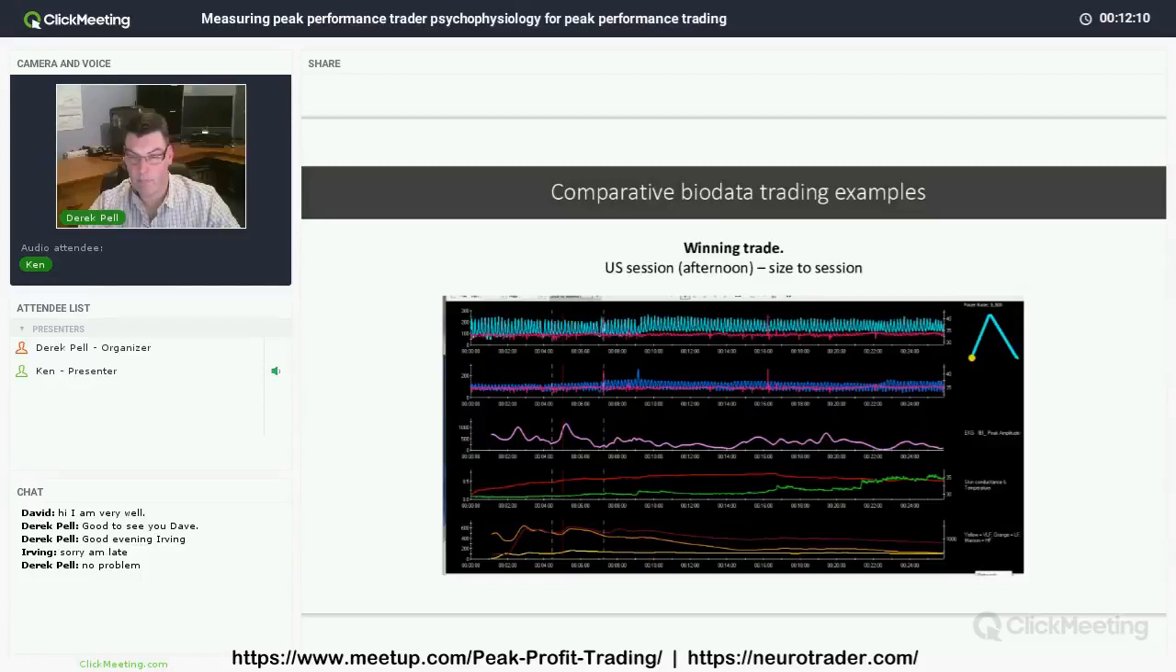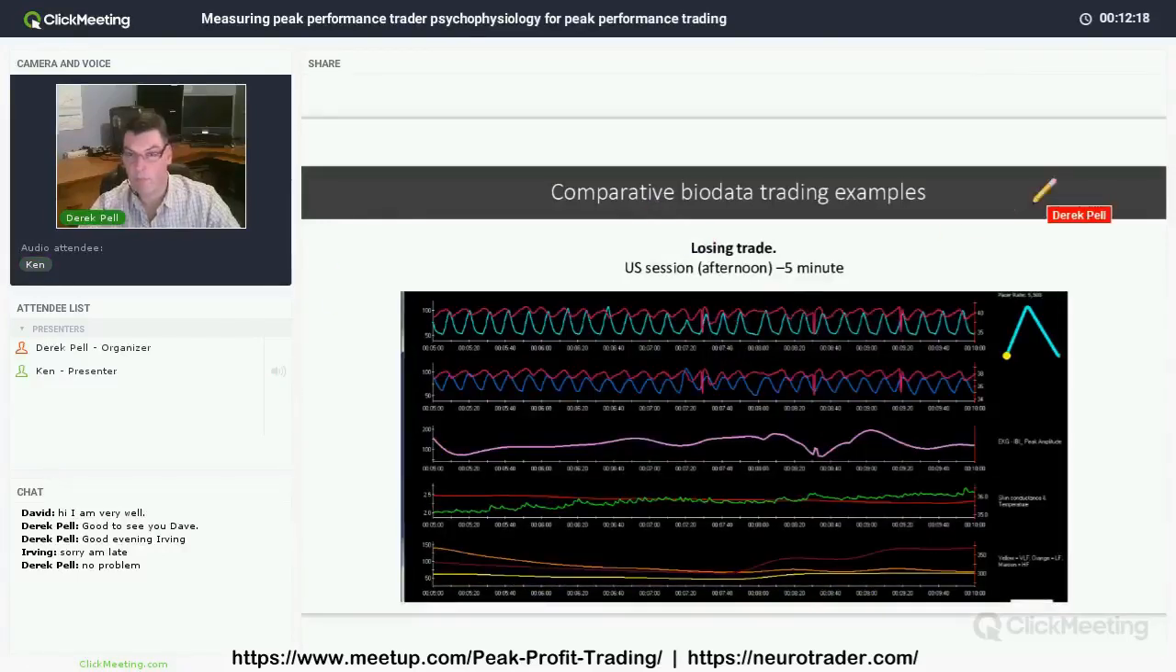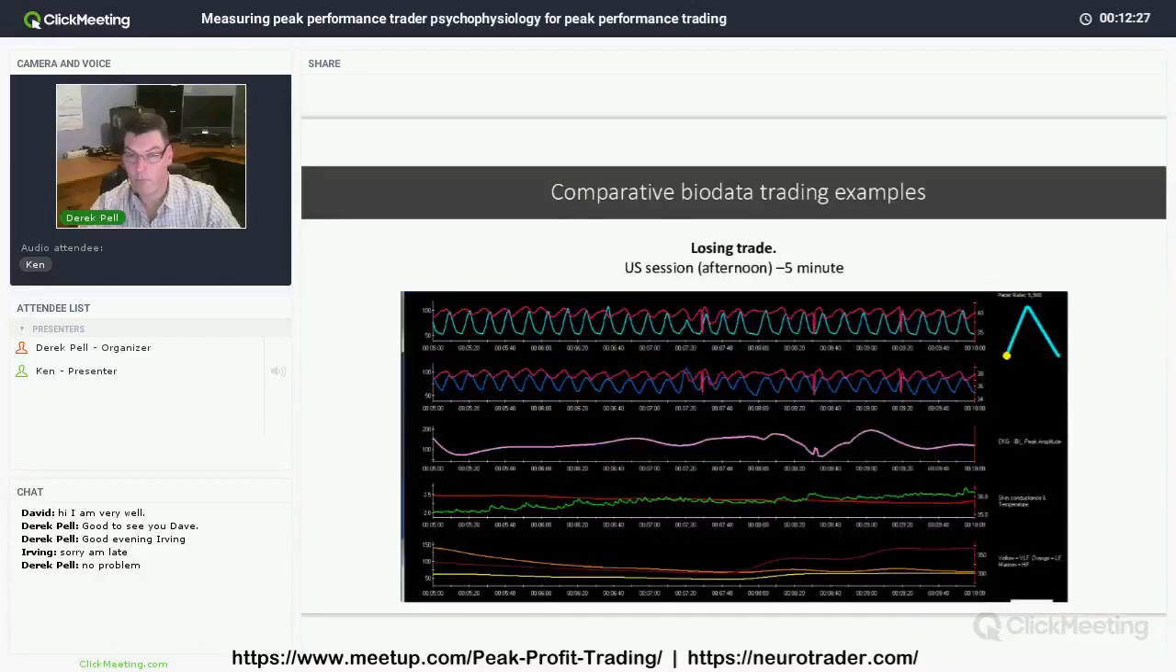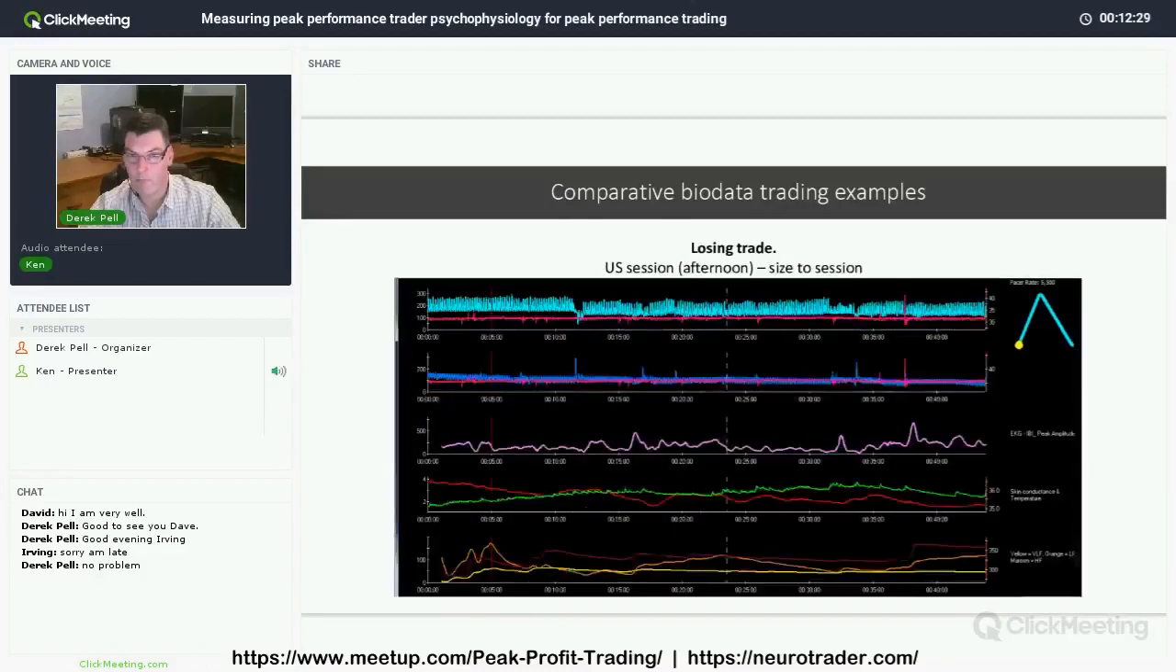And just going back, this is another winning trade. You can just see the temperature line is just absolutely perfect. And yeah, this is just another one again. You can see the temperature.